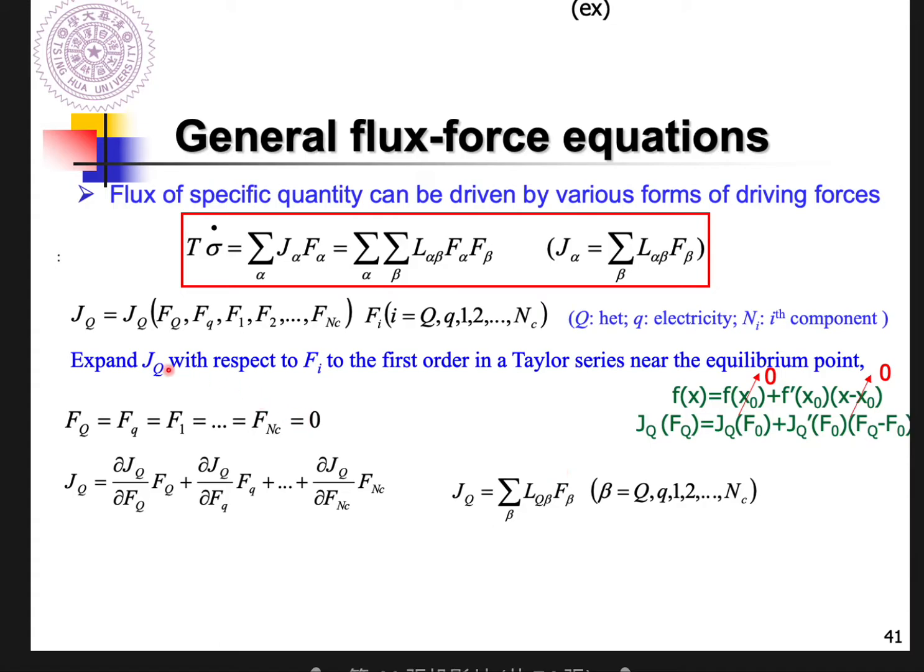So here, if we want to use this Taylor expansion on the heat flux JQ, and we just take F capital Q as an example, we do the same thing on this heat flux JQ. Then you got this, right? And because it is near F0, which means the driving force FQ is at the equilibrium point, at the equilibrium point there is no heat flux, so you can drop these two terms, and the left term is JQ prime(F0) times FQ.